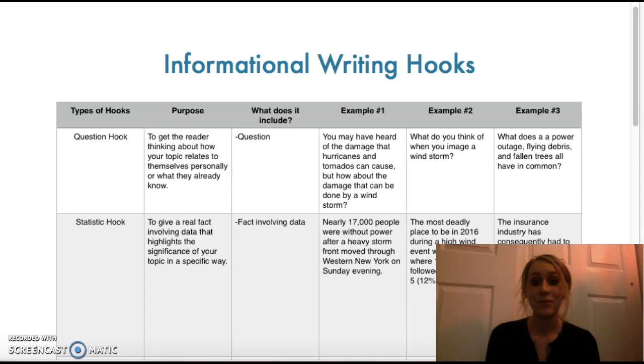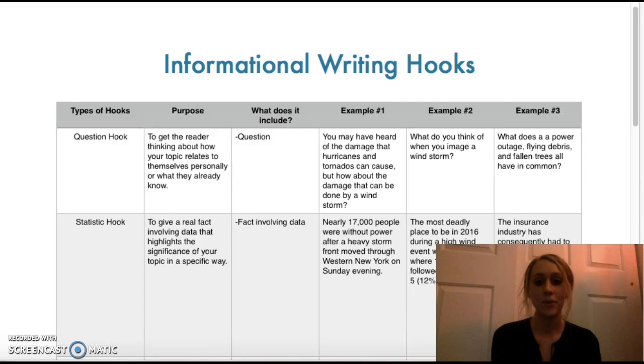In today's lesson, we're going to talk about the different types of hooks or leads that you could create in the beginning of your writing piece, and we're also going to talk about some different examples of these so you can begin to think about what these might look like.